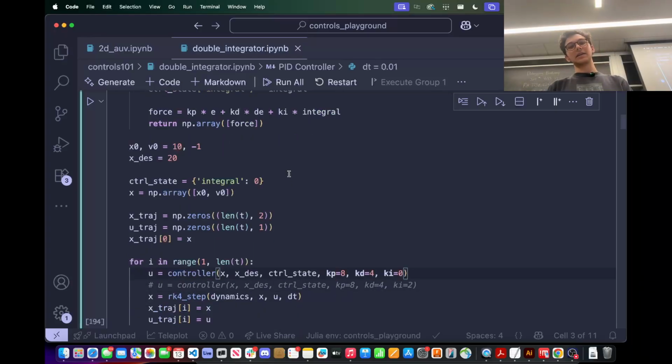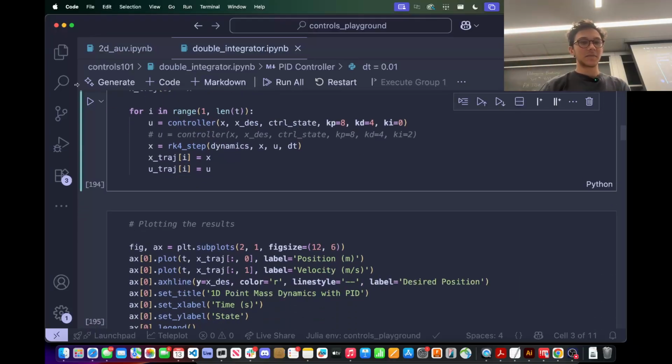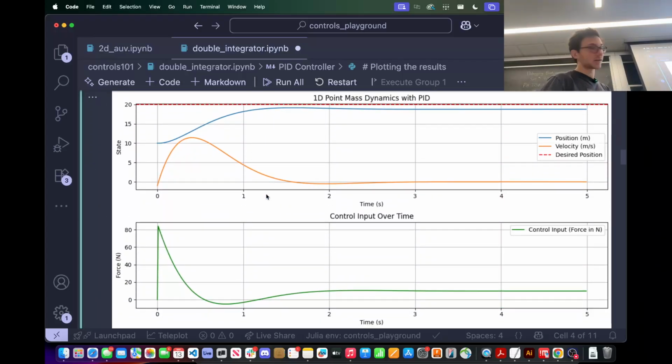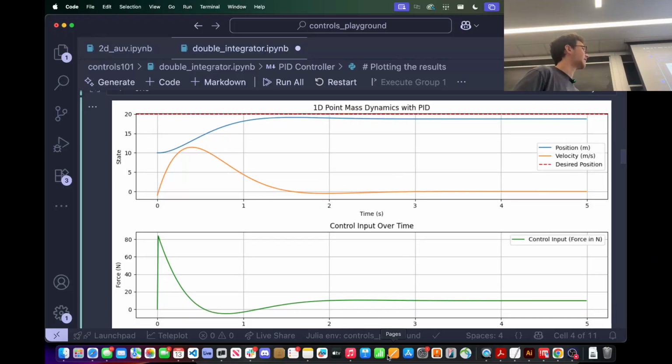I want to simulate this without an integrator. It started off at 10, it's at 10 here, moving down at whatever meters per second, and I want to go up to 20. If I run this and then plot the results, we can see what the control and dynamics look like over time. The position goes up pretty smoothly, but then you'll see that we have this steady state error. By steady state, I mean it's not changing throughout time, and there's some non-zero gap between where I am and where I want to be. And then the control input looks pretty smooth.